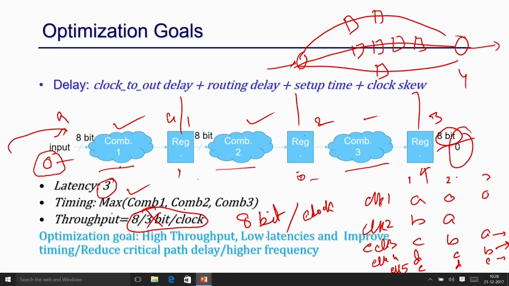Now your objective is to improve the speed of your design. You try to either improve your throughput, so it will be either high throughput or low latency, or you try to improve the timing, that means reduce the critical path delay, that means you improve the frequency. So, this is the objective. We are going to discuss how to improve your throughput, how to reduce your latency, and how to improve the timing of your design. All these 3 aspects we are going to discuss.